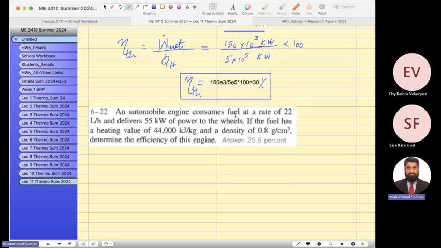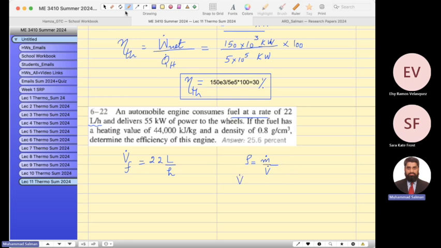An automobile engine consumes fuel at a rate of 22 liters per hour. So this is the volume flow rate of fuel, not the mass flow rate. And we can find out the mass flow rate. You remember the density, mass per unit volume. It doesn't matter if you divide by the time in the numerator and denominator. It doesn't matter at all.